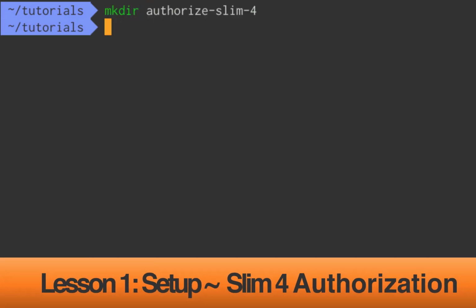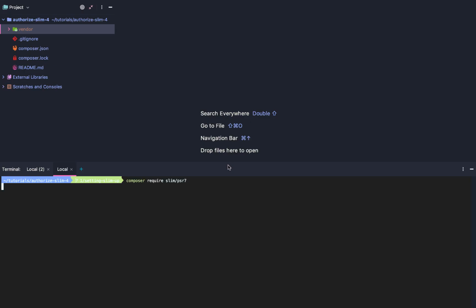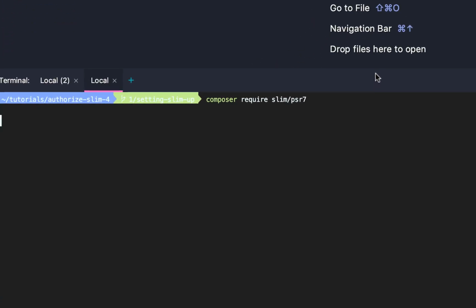Slim 4 authorization. First, we're going to make a directory and cd into it. Then we're going to use Composer to require Slim 4. Once that's installed, we're going to switch over to PHP Storm and do everything else from here.